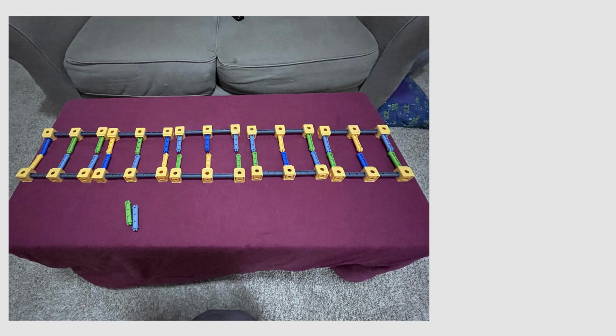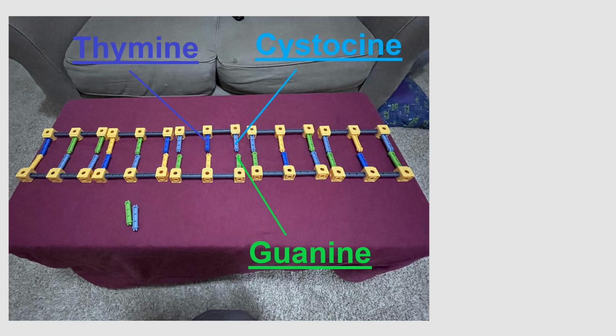DNA is made up of pairs called nucleotides. Nucleotides are the pairs of molecules that group together. Guanine attaching to cytosine, and thymine attaching to adenine. Green will represent guanine, light blue, cytosine, blue, thymine, and yellow, adenine.